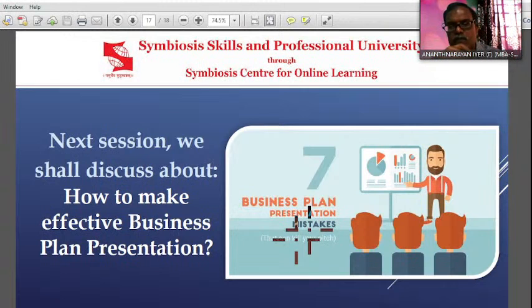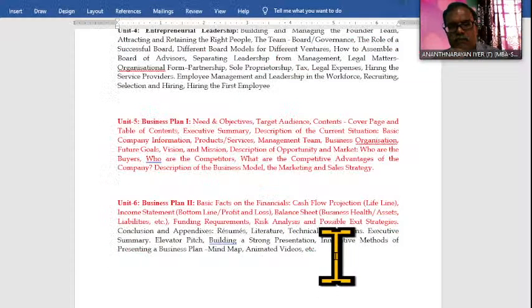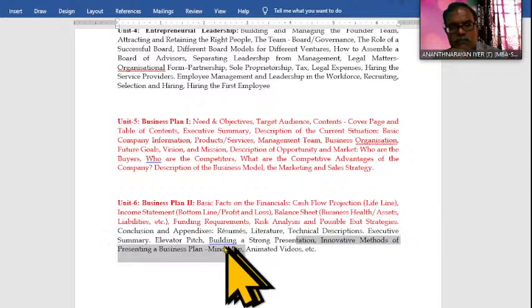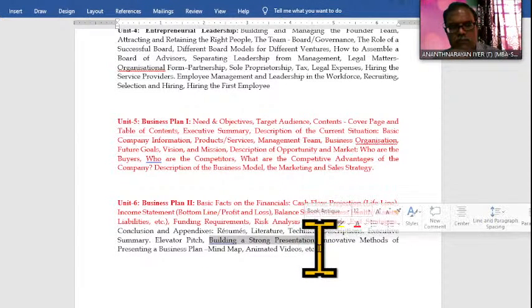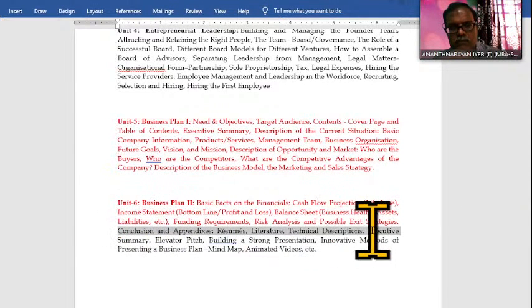So see, our syllabus talks about it. Let me show you this also. They mention things like animated videos. These are a few of the things, but we can go beyond this also. We can include many other things. Building a strong presentation is mentioned, and we can discuss how I can build it. A summary is also mentioned; we know an executive summary is needed when you are going to put a business plan in front of the stakeholders, right?